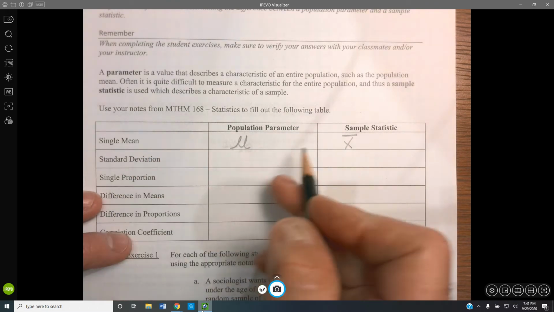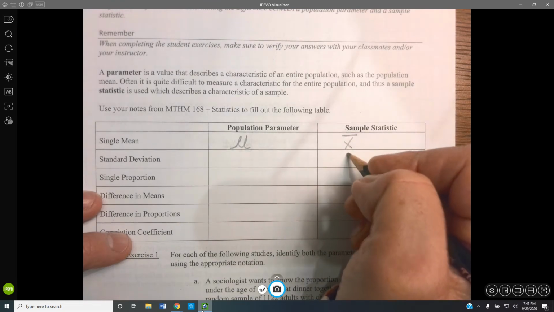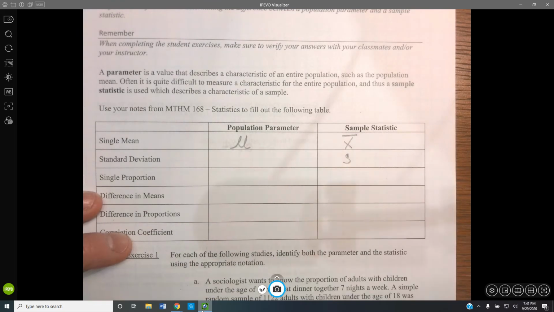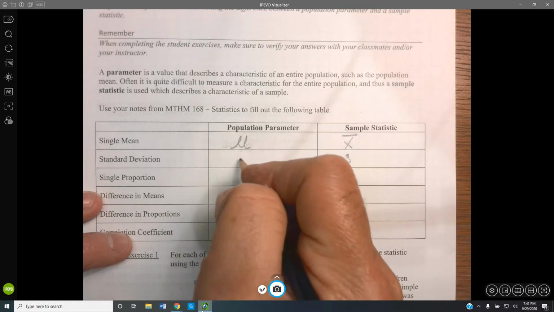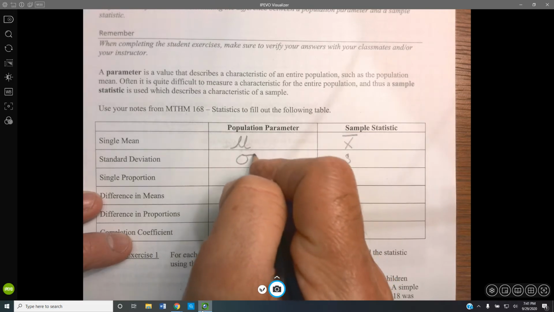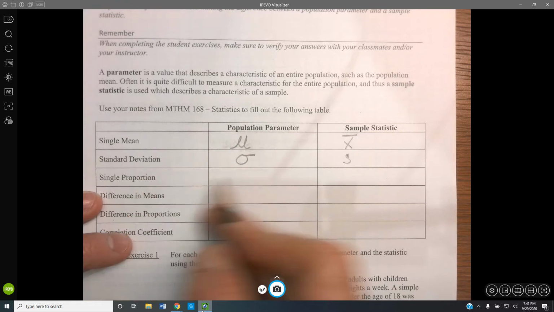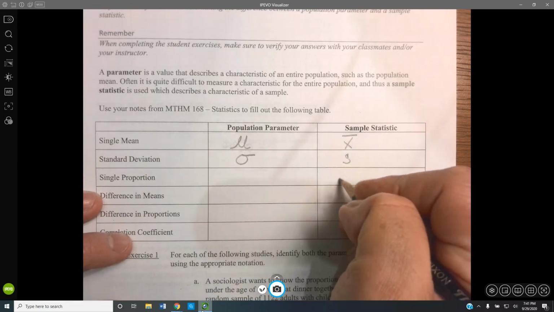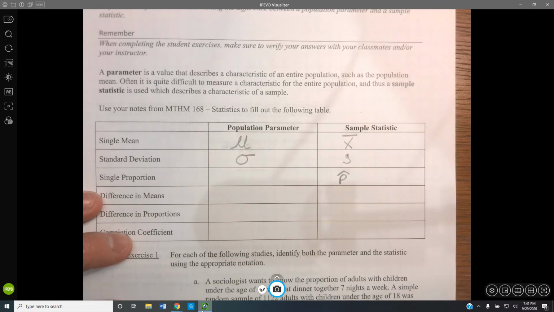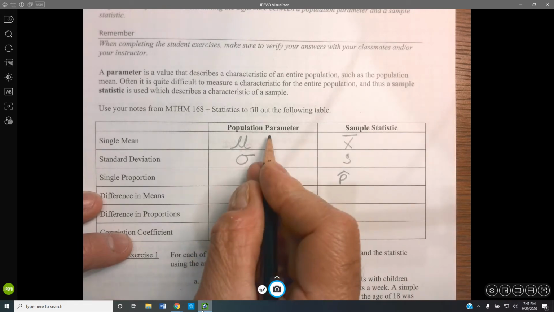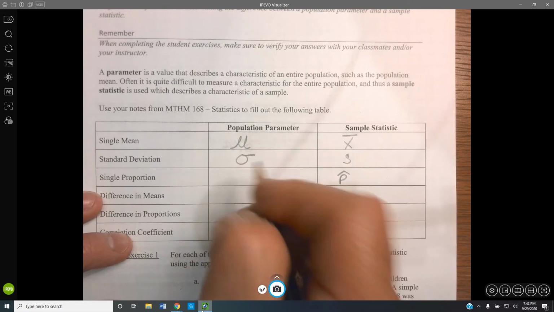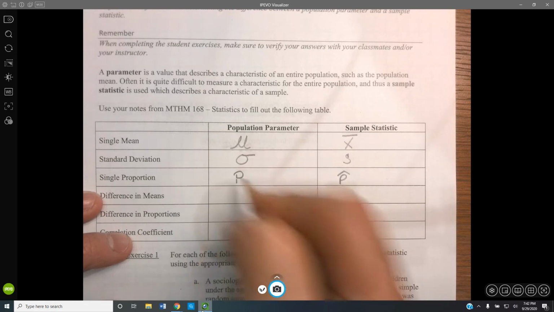The standard deviation of a sample set was S, but the standard deviation in a population was sigma. In a single proportion, it was p hat, but in a single proportion for a population parameter, it was capital P.